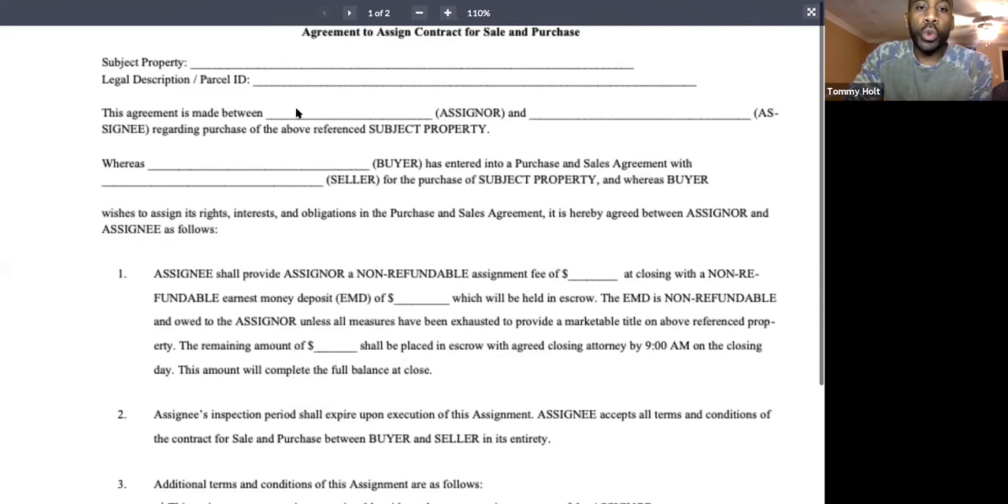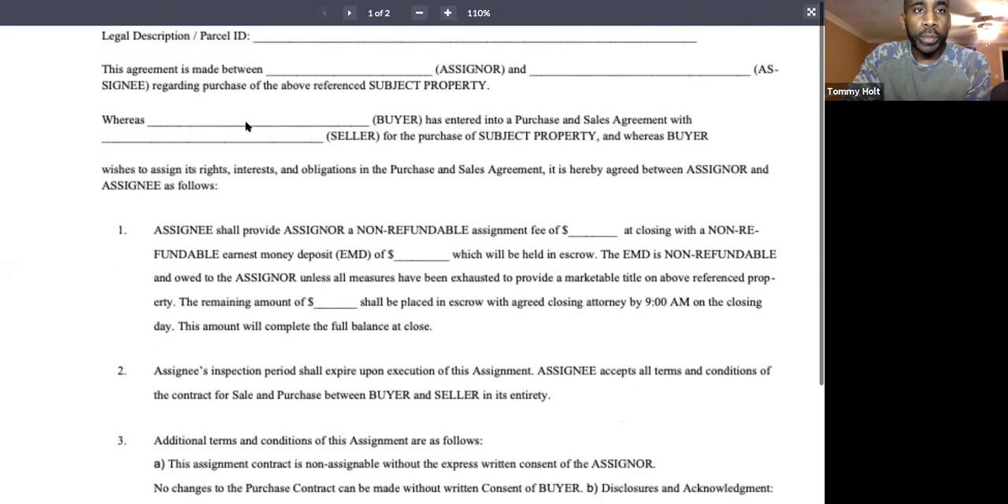So you, the wholesaler, you are going to put your name here, and the assignee is the person who is receiving the benefit of your hard-earned work, all right? So they're going to receive the equitable rights to this contract. You are assigning your equitable rights to this contract, okay?